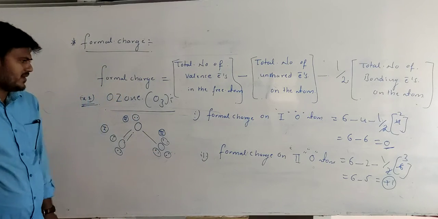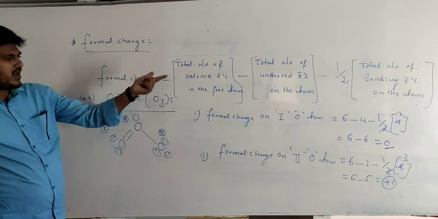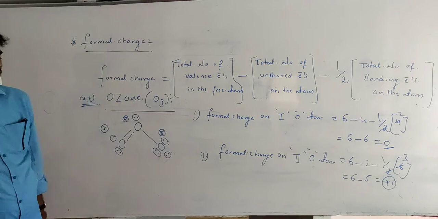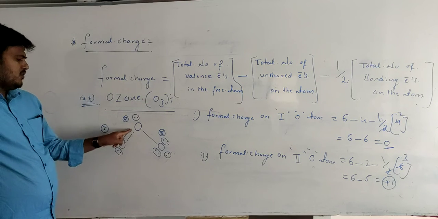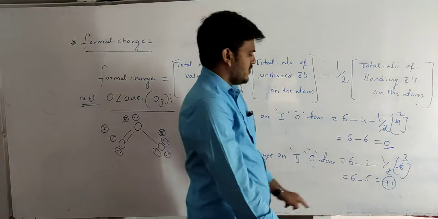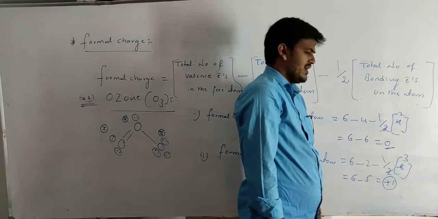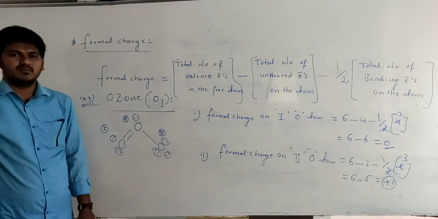Okay. So first of all, formal charge on the second oxygen atom. Total number of valence electrons is 6. Next, total number of unshared electrons: the second oxygen has only 2 unshared electrons. 6 minus 2 minus half into the total number of bonding electrons on the atom. 1, 2, 3, 4, 5 and 6 bonding electrons. So 2 1s are 2, 3 1s are 3, so 6 minus 2 minus 3 minus 5. So the answer is +1. So the formal charge on the second oxygen atom is +1.